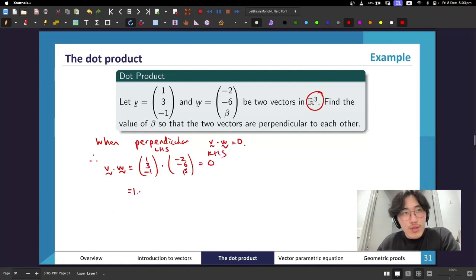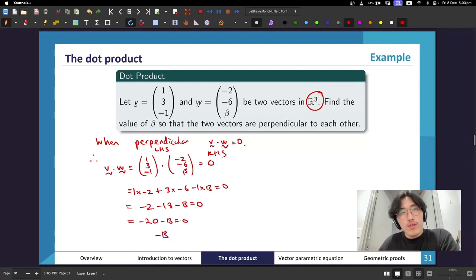Left hand side will become 1 times -2 plus 3 times -6 plus -1 times beta, which equals 0. That's going to equal -2 minus 18 minus beta equals 0. Equals -20 minus beta equals 0. Minus beta equals 20, and beta equals -20. Sorry, I've been saying b, but it should be beta. So beta should equal -20.